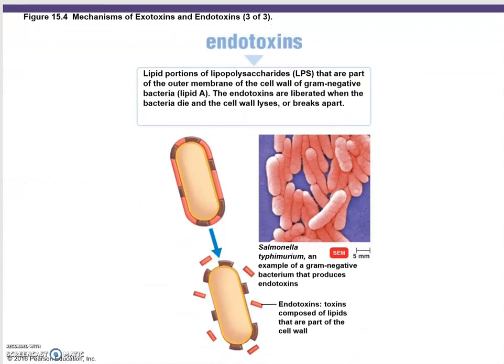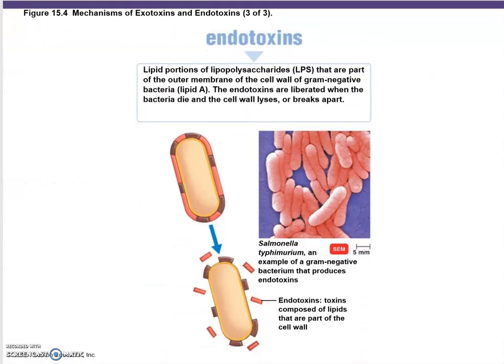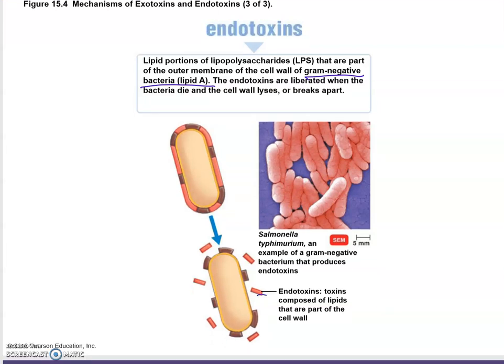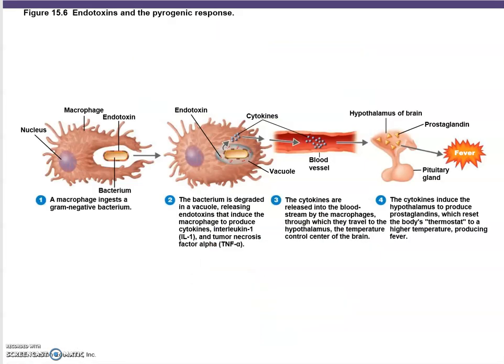So let's take a look at endotoxins. So they're part of gram-negative cell walls, gram-negative bacteria, this lipid A portion. And here we have an example given, Salmonella. The endotoxins you can see here, they are composed of lipids that are part of the cell wall. And these endotoxins, they are liberated when the bacteria die and the cell wall lyses or breaks apart. Here we have the example of an endotoxin that causes fever, which is often the case.